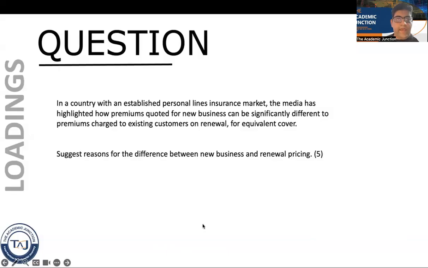There's a country and it has an established personal lines insurance market. And the media has highlighted how premiums quoted for new business can be significantly different to the premiums charged to existing customers on renewal. So you have to understand the keywords over here. Premium quoted for new business is different, significantly different to premiums charged to existing customers on renewal for equivalent cover. So that's another point. Your JTBD right now is to suggest reasons for the difference between new business and renewal pricing, right?